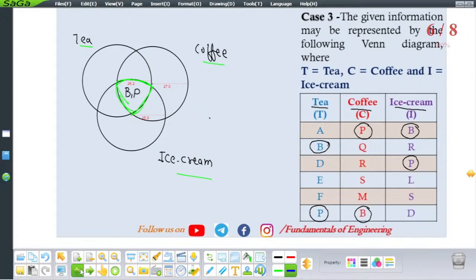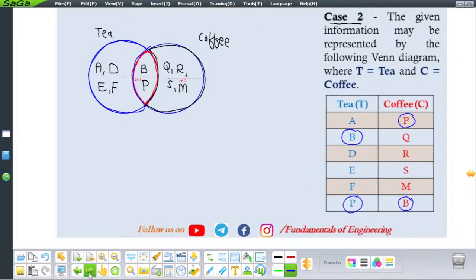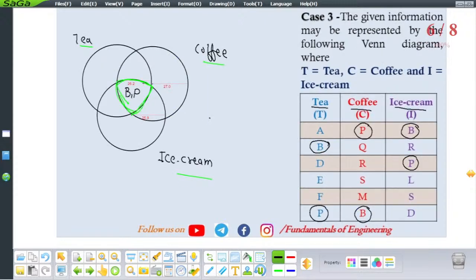And earlier we had objects that people either don't like both, or like only tea or coffee, and then we saw the persons who like both tea and coffee, and third we checked the persons who like all three. Based on that we got the common area, which shows the persons who like all three objects.